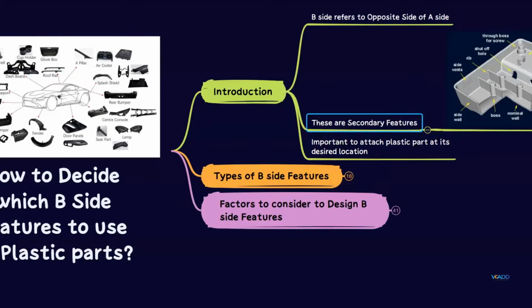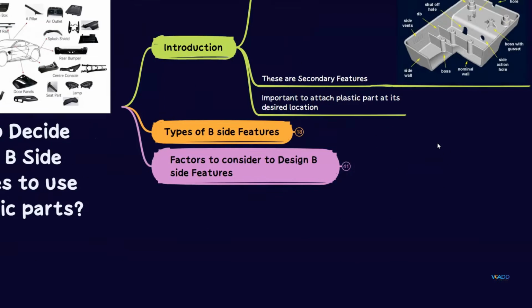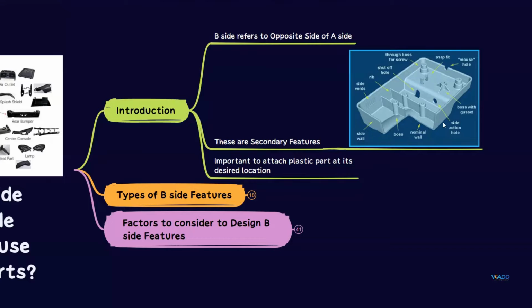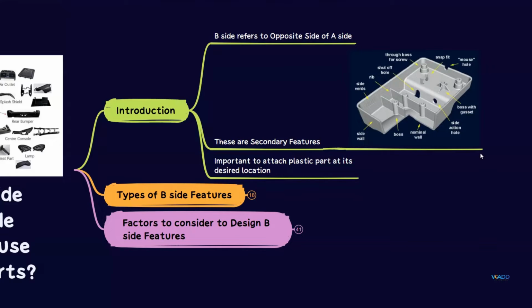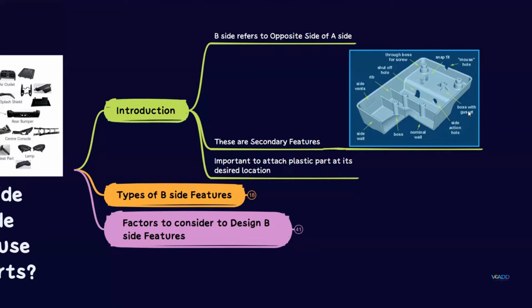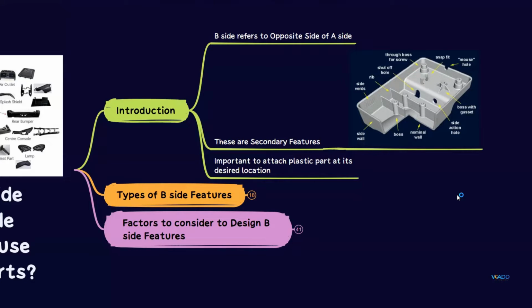You can see one of the images here, so you can understand. The portion of this part below this, you can say, is the A surface. The inner portion of this part is called the B surface, and you can see there are a lot of tiny features. You can see this boss, then snap feet, then screw boss, and then these ribs. Those are all called B-side features.